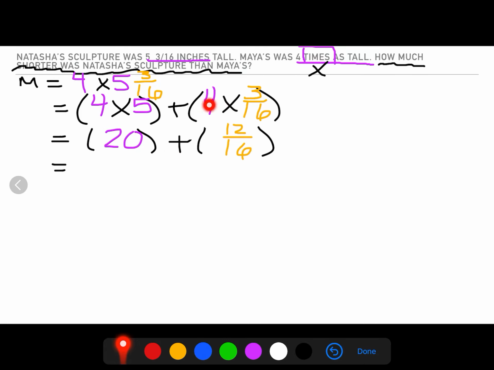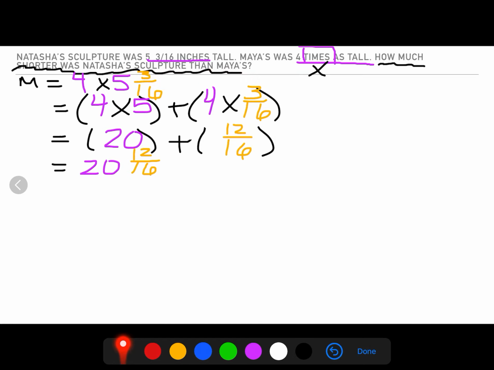Now let's go ahead and add them together. But before we do, let's focus on 12/16. Do I need to decompose 12/16? Why not? That's right. I don't need to decompose 12/16 because 12/16 is less than a whole. So I'm just going to combine 20 and 12/16. So I get 20 and 12/16. I now know the total height of Maya's sculpture, but the problem wants me to figure out how much shorter Natasha's sculpture was than Maya's.